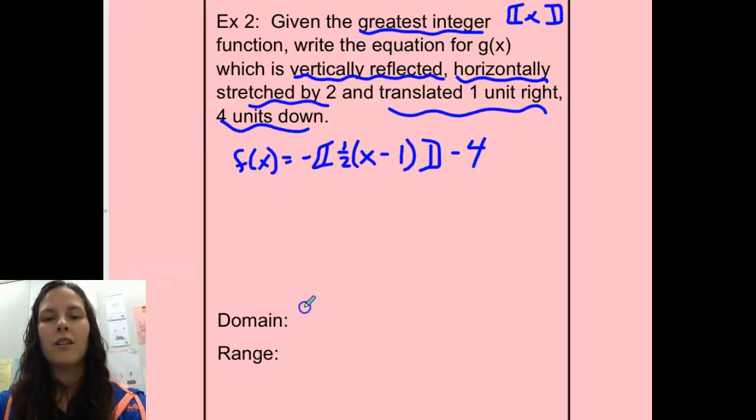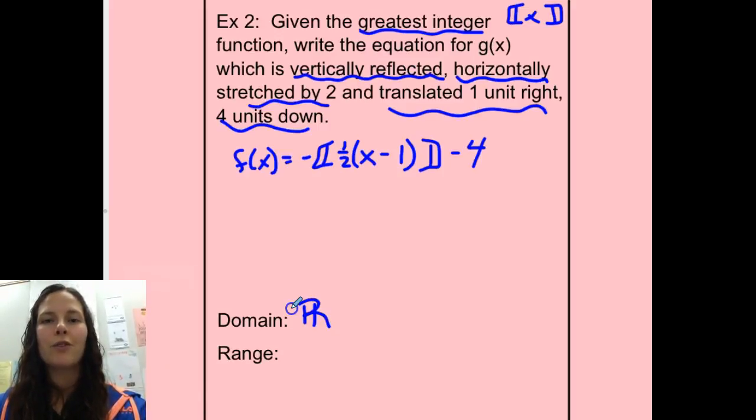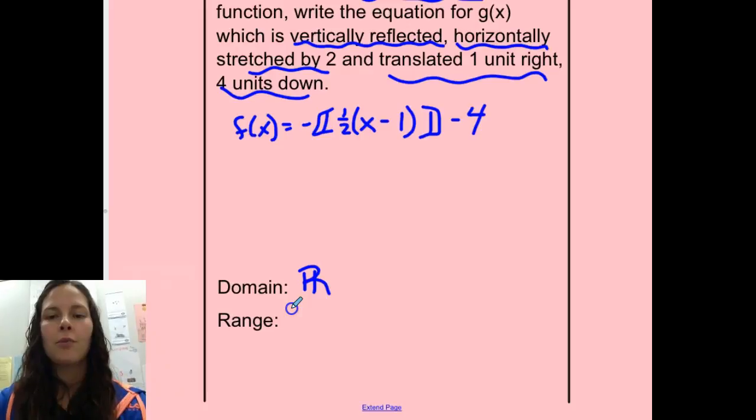Domain and range on this one. The rounding function has a domain of all real numbers that does not change under any type of transformation. For the range, what we need to worry about is any vertical stretch. We have a vertical reflection, but that does not impact the range. So our output would still be integers.